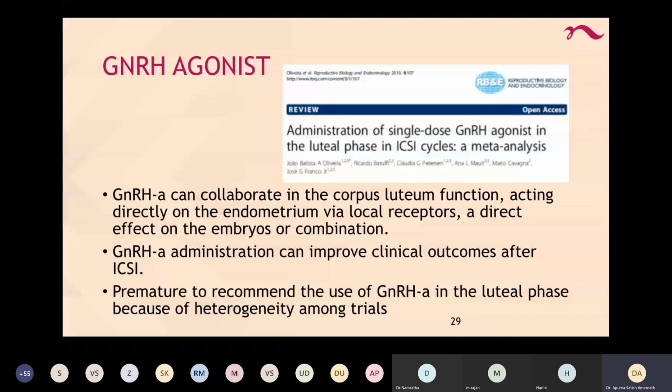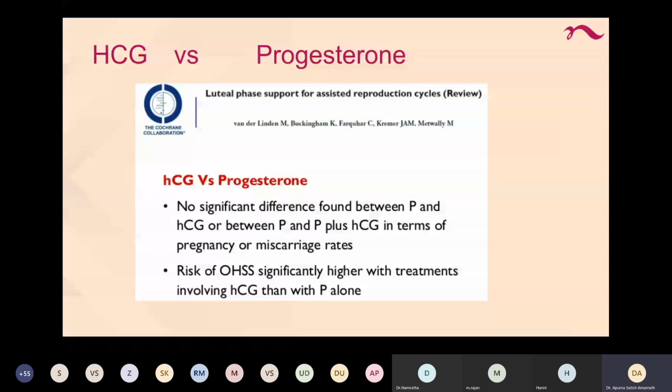Next, coming to HCG versus progesterone. Using HCG alone or in combination with progesterone doesn't really improve the pregnancy rates or miscarriage rates. And the disadvantage of using HCG is the risk of OHSS is significantly higher in treatments involving HCG rather than with progesterone alone.